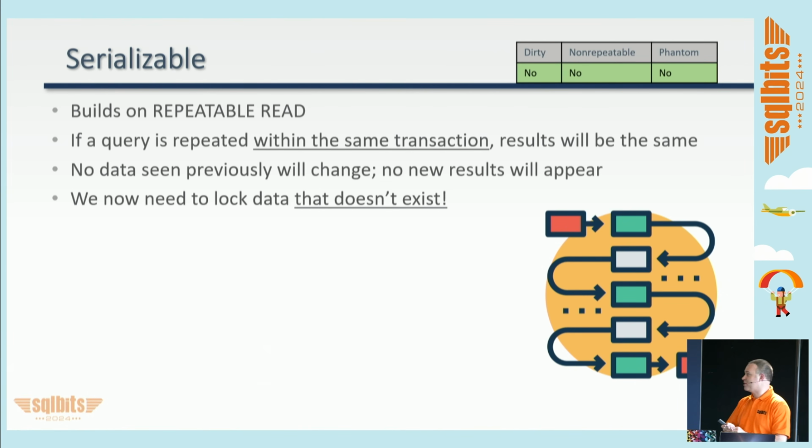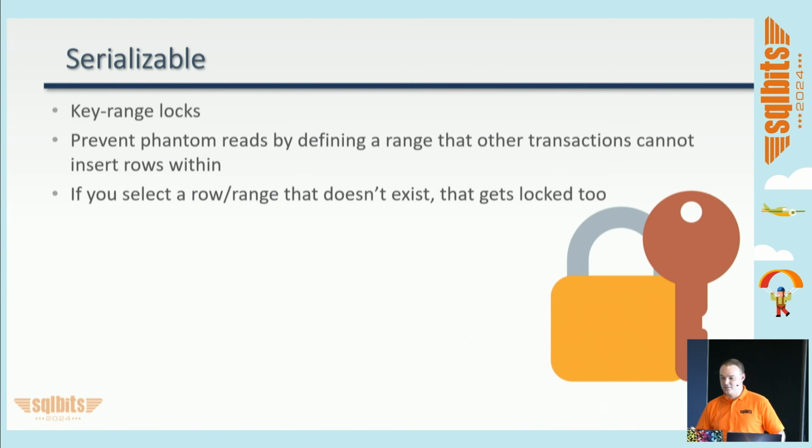So now we have the problem where we need to lock data that doesn't yet exist. Right? And we do this with what are called key range locks. So the engine will take a key range lock, and these will prevent phantom reads by defining a range that other transactions cannot do anything with, right? They can't even insert rows within.